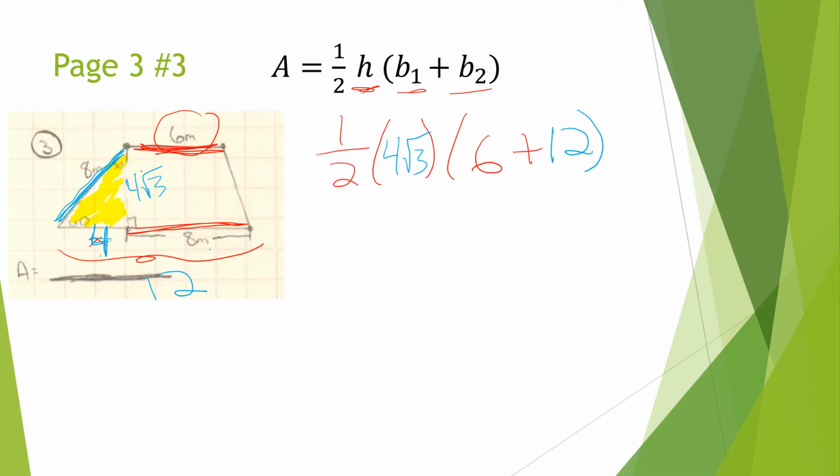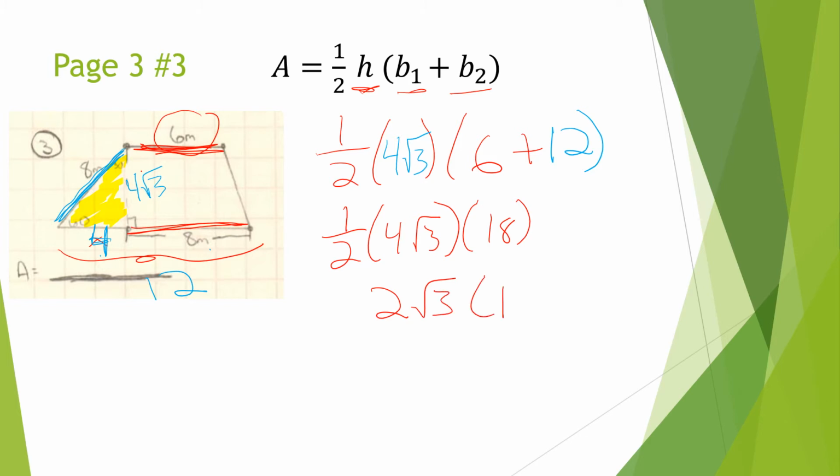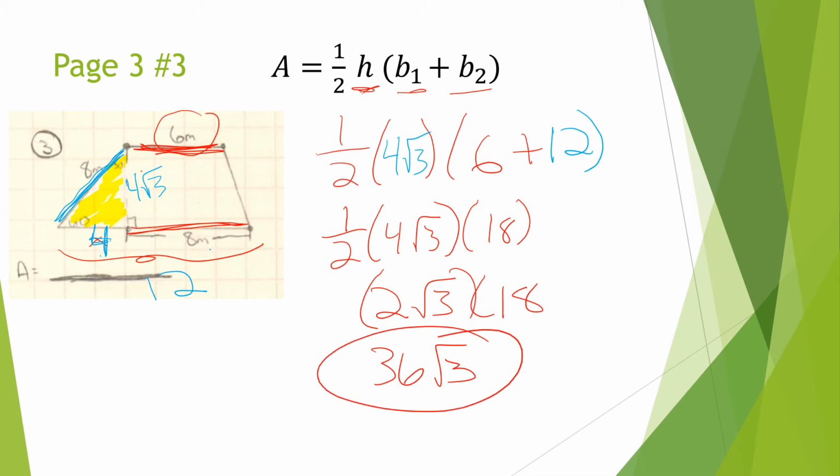So now we finish it up. It'll be half, 4 root 3 times 18. Answer is going to be 2 root 3 times 18. Answer is 36 root 3. Again, in case you use the trig and you got a decimal, I will tell you what that is. The answer is 62.4. That would be roughly what you would round that to.